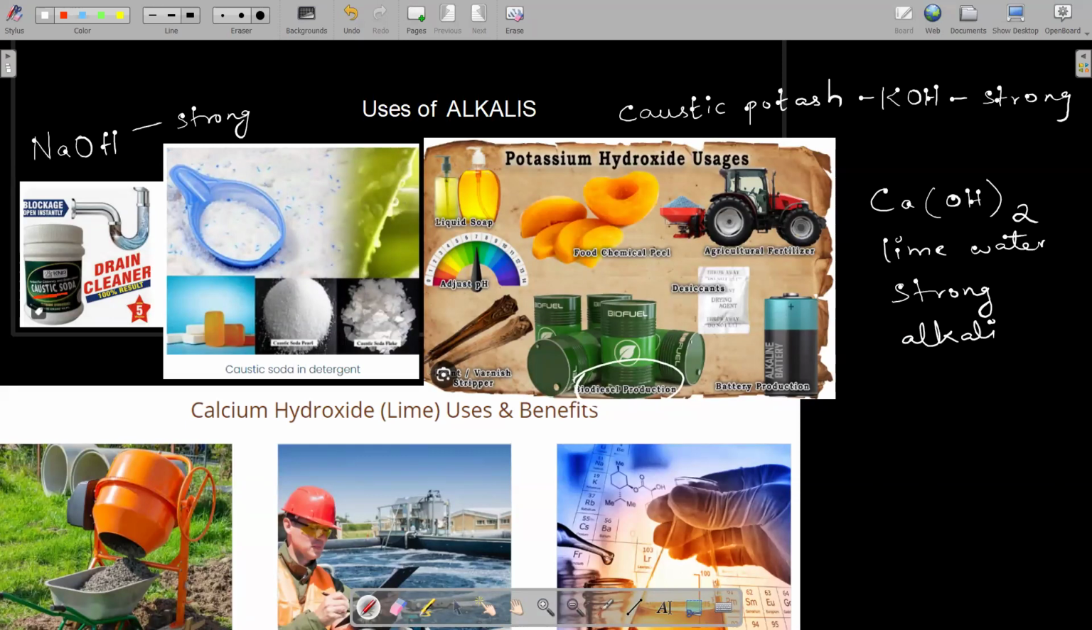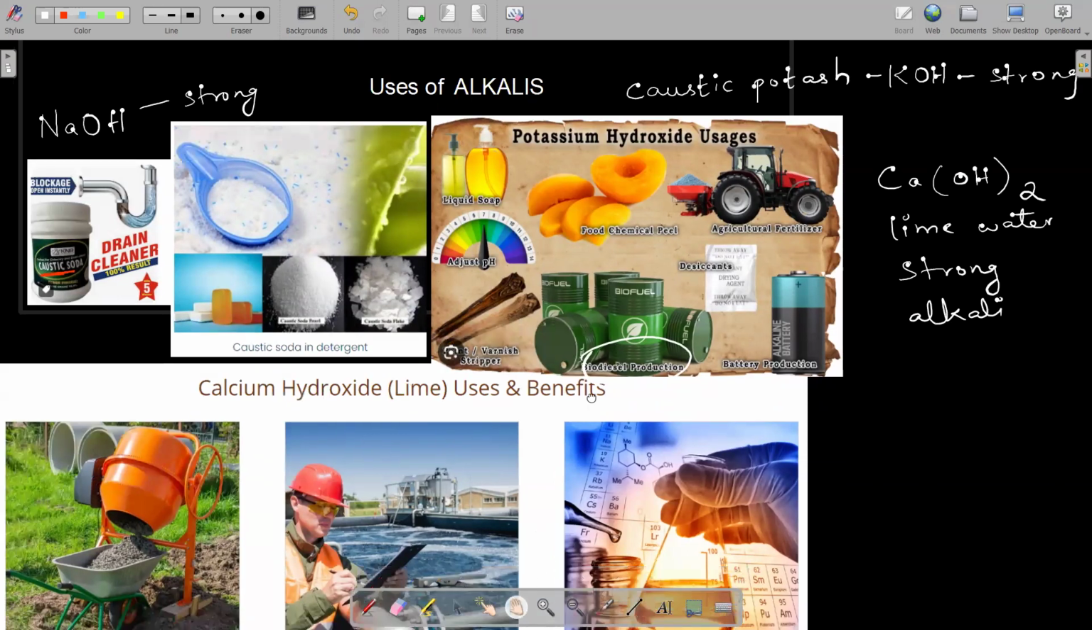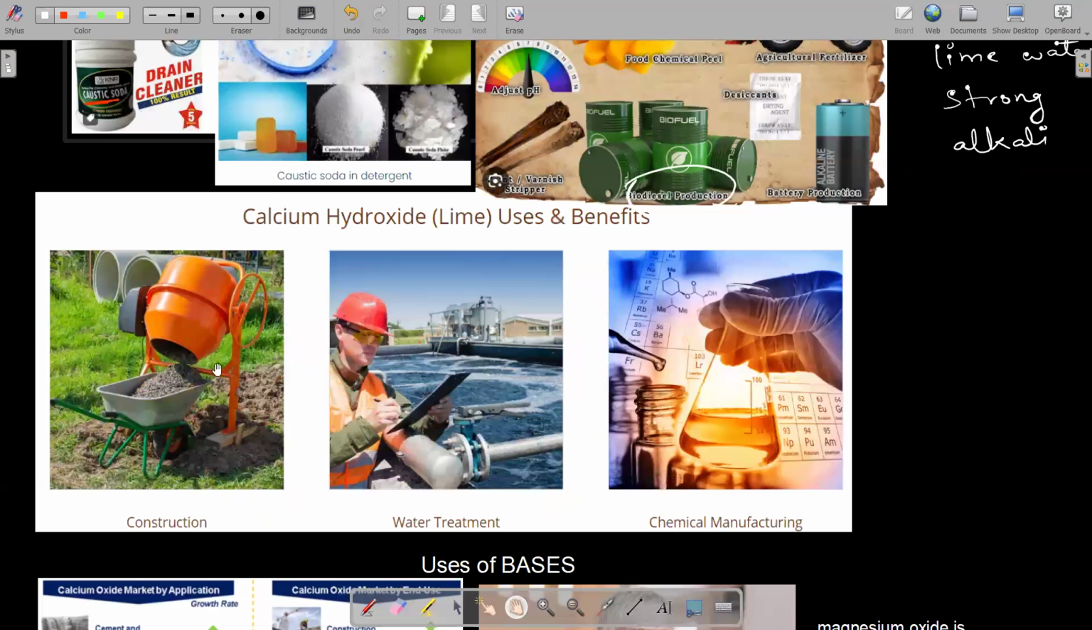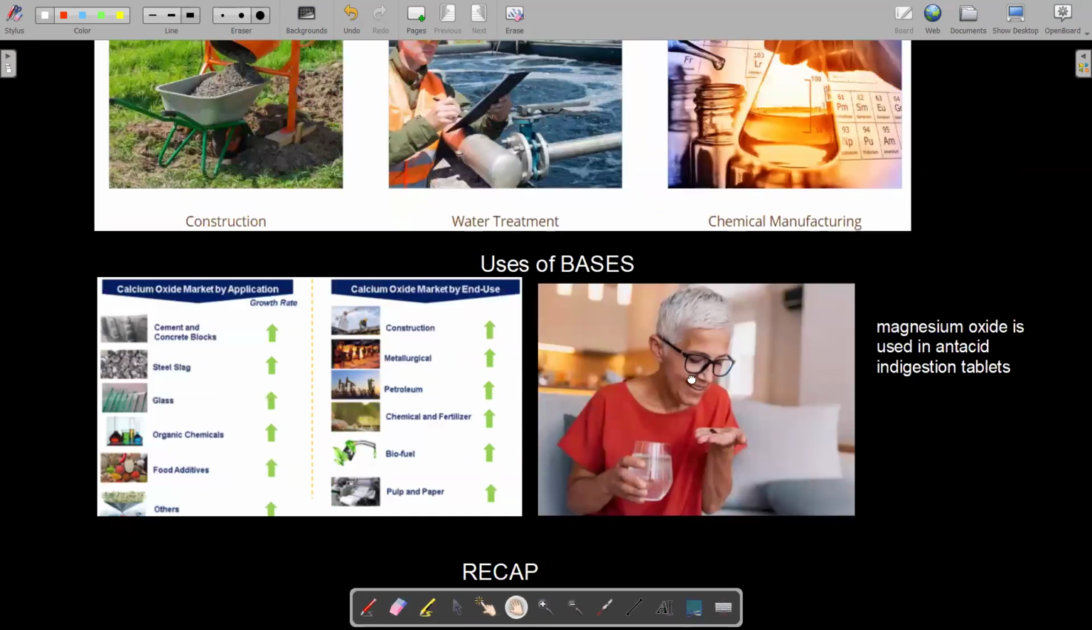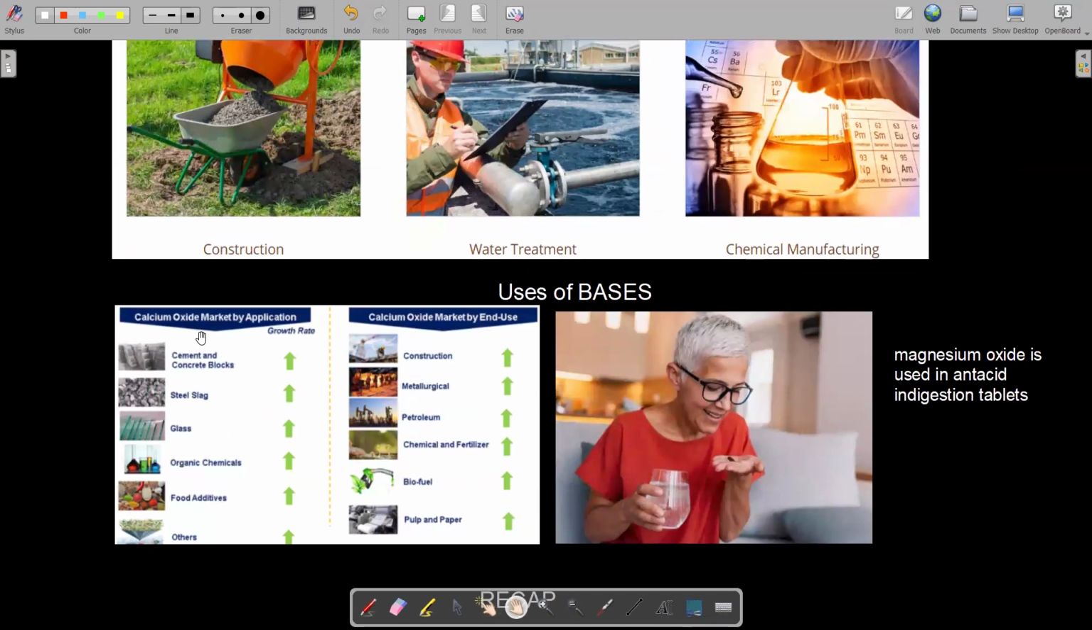Let me just push this up a little to show you these pictures. So calcium hydroxide is used in the construction industry. It is used for treatment of water and, of course, chemical manufacturing. So if you talk about the other bases, you have calcium oxide and magnesium oxide.